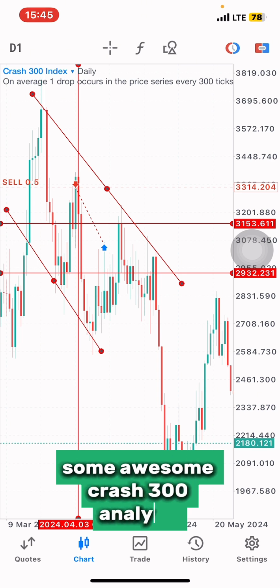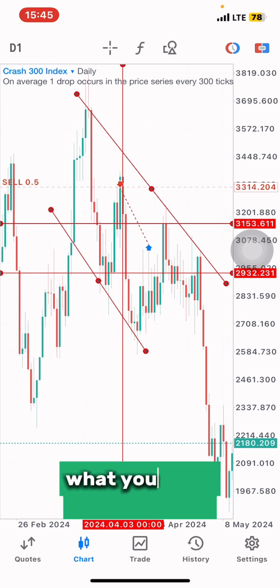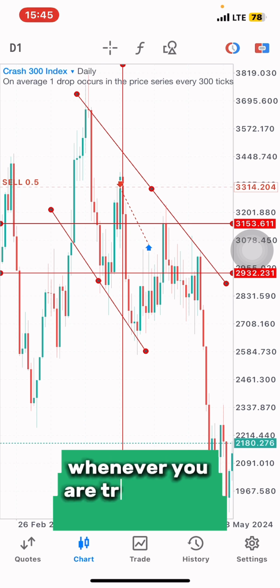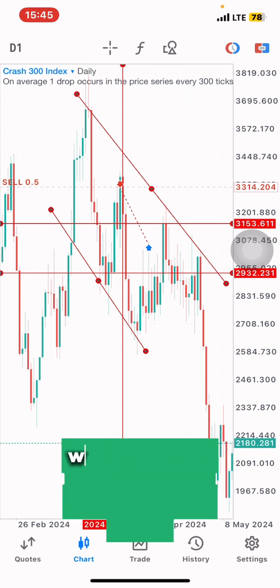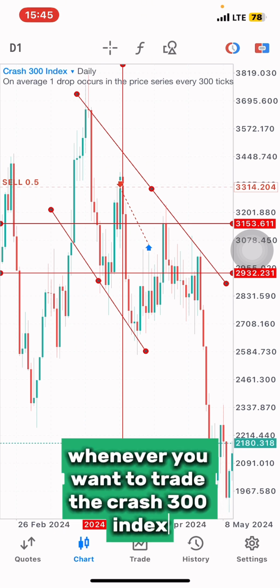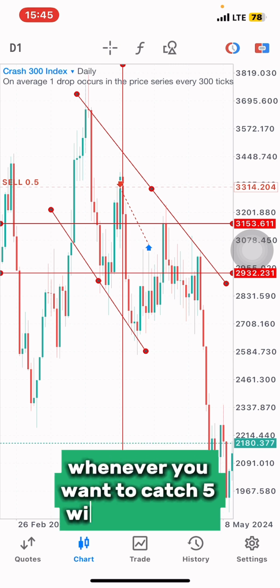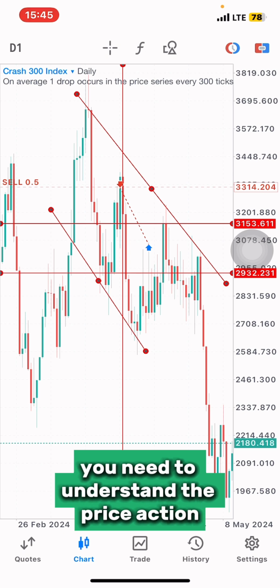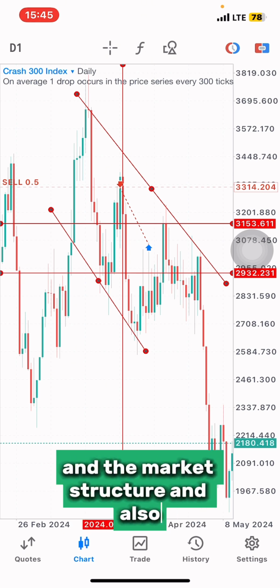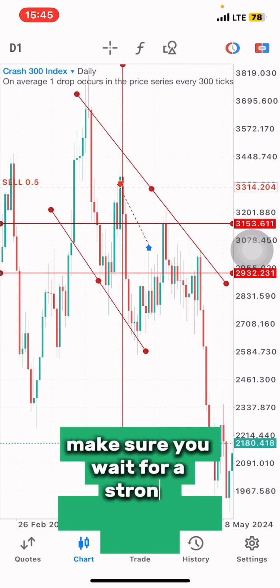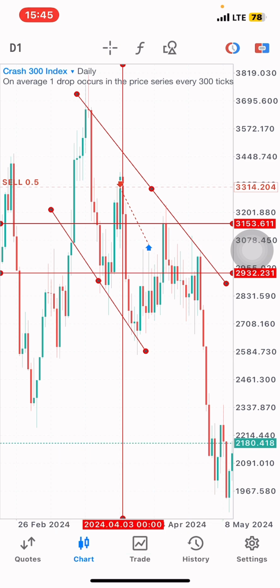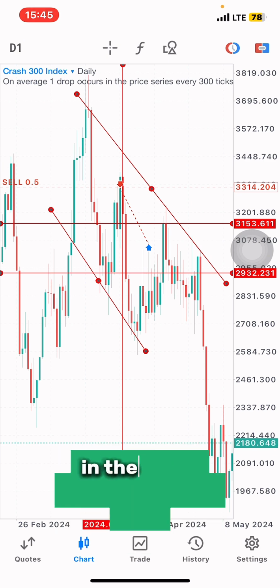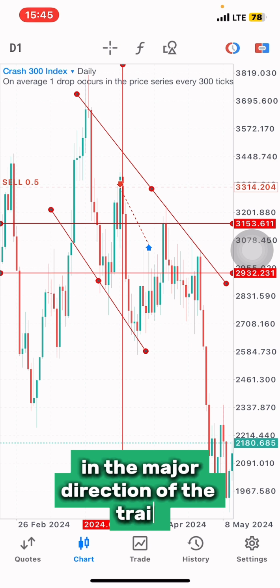Crash 300 analysis. What you need to understand, whenever you want to trade the Crash 300 index, whenever you want to catch spikes with Crash 300 index, you need to understand the price action and the market structure, and also make sure you wait for a strong confirmation retest that will make you execute your trade in the major direction of the trend.